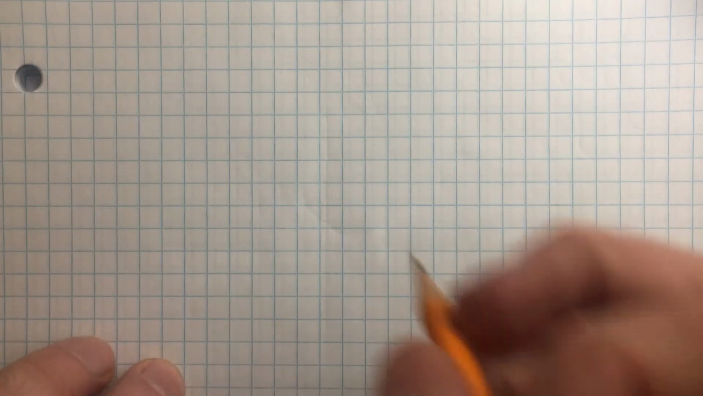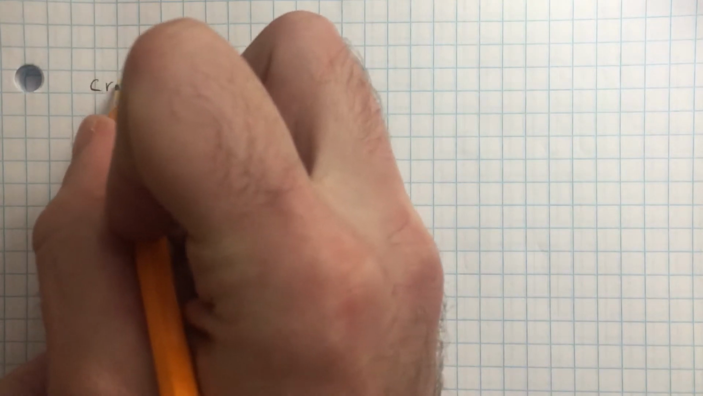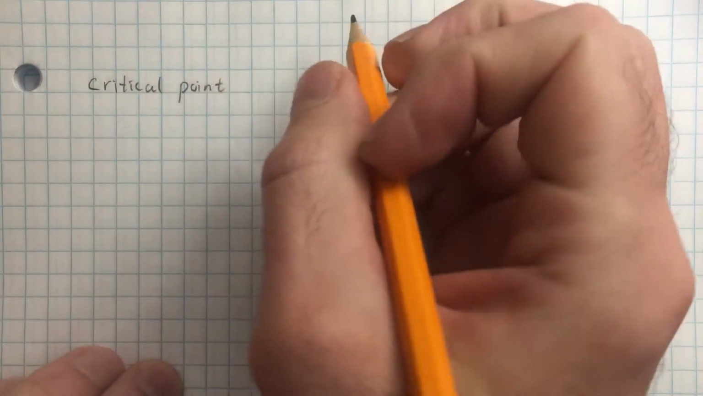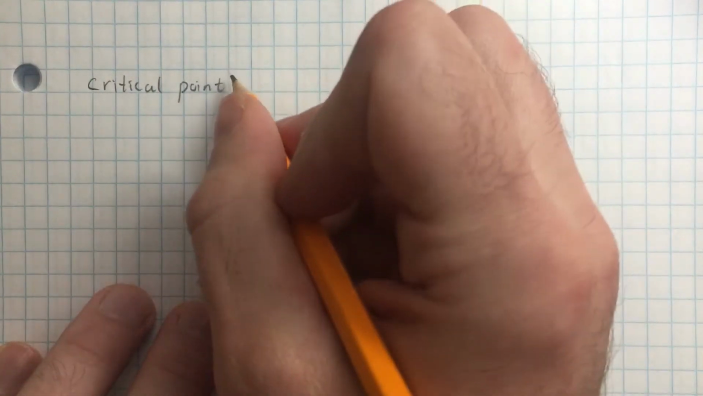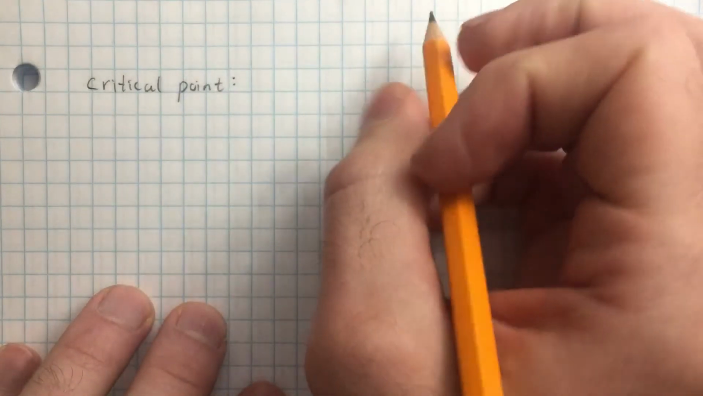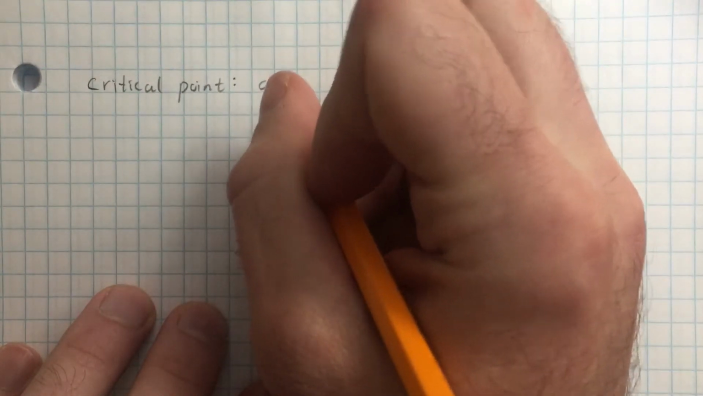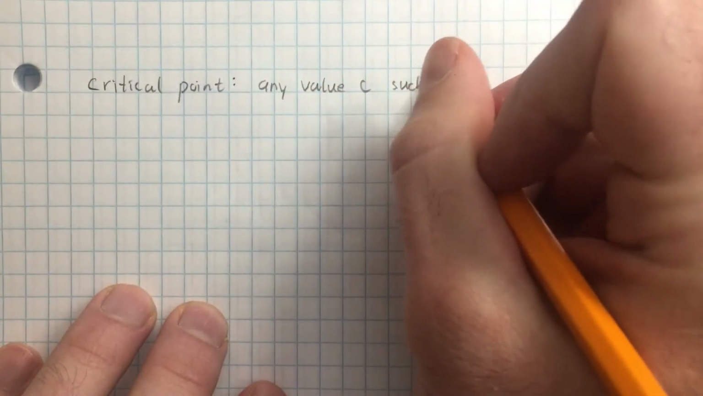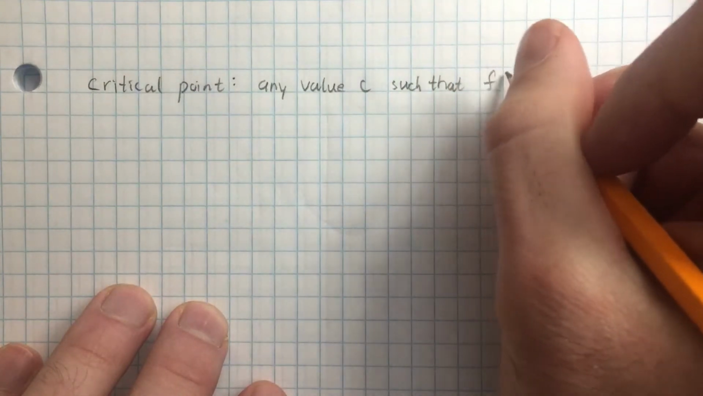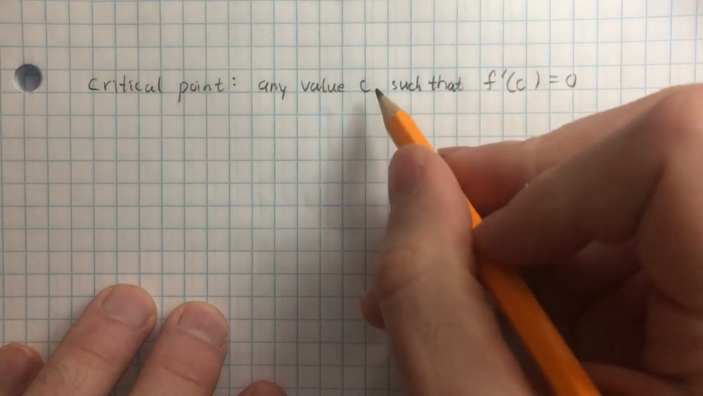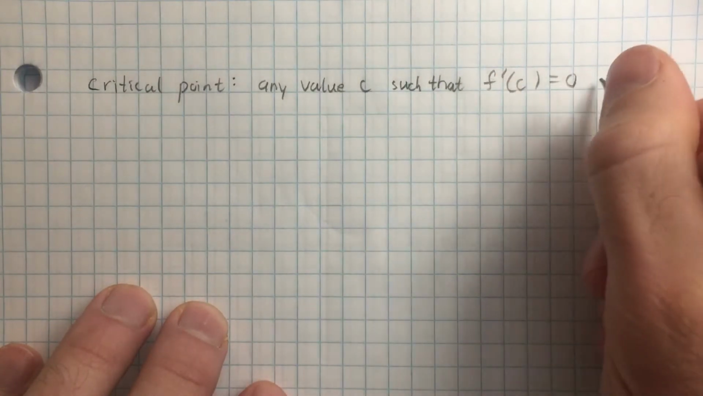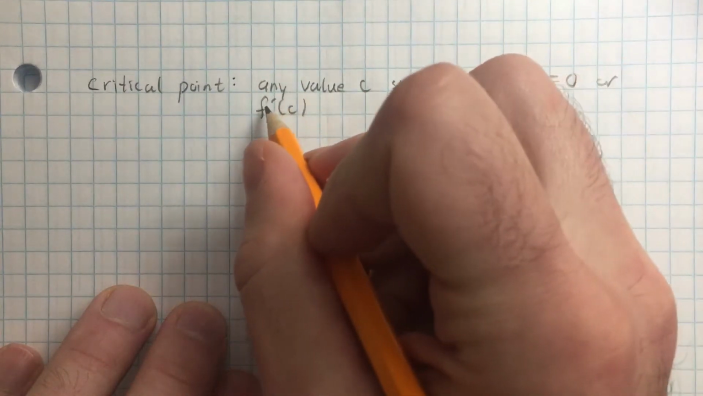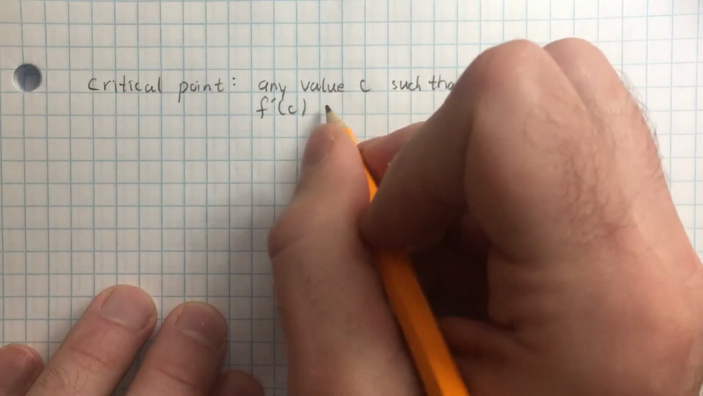Because the derivative being undefined and the derivative being 0 are so important to the ideas of relative extrema, there's a special definition we have of a critical point. A critical point is any value c such that f prime of c equals 0, i.e. c causes the derivative to become 0, or f prime of c is, again, c causes the derivative to become undefined.